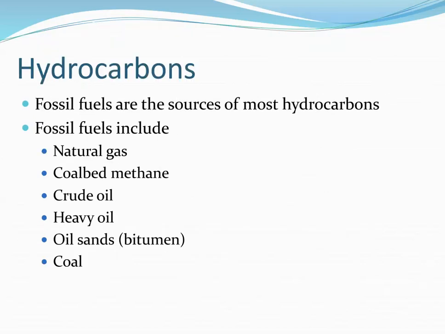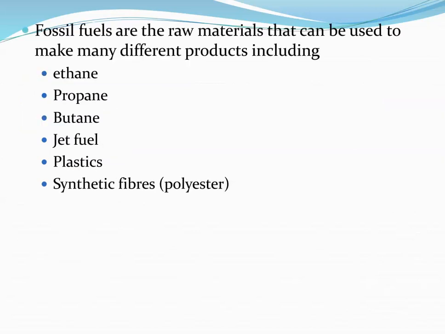Fossil fuels are found naturally in many different forms. These forms include natural gas, coal bed methane, crude oil, heavy oil, oil sands or bitumen, and coal. Fossil fuels need to be processed to become useful products. Once processed, fossil fuels may become ethane, propane, butane, jet fuel, plastics, and even synthetic fibers.